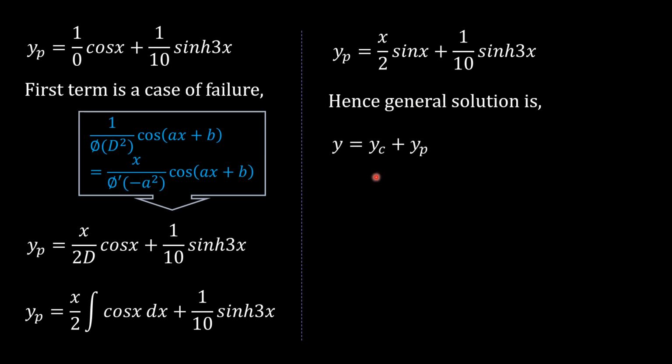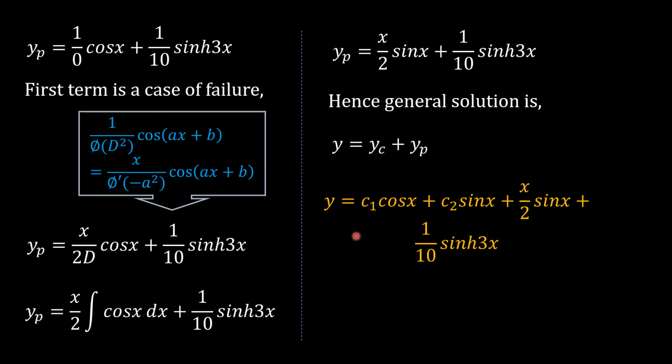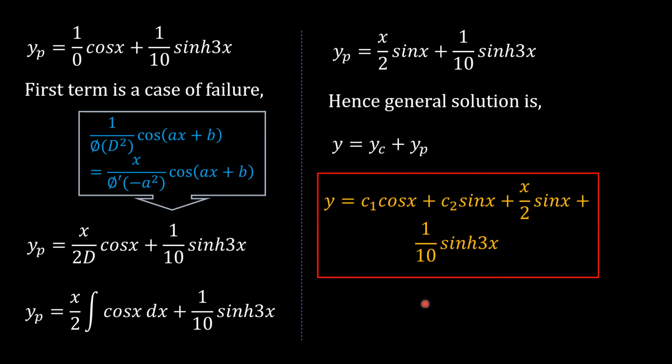Therefore, the general solution is y equal to yc plus yp. Replace these yc and yp by their corresponding expressions. Hence, the general solution is y equal to c1 cos x plus c2 sin x plus x upon 2 into sin x plus 1 upon 10 sinh of 3x, which is the required general solution. We will see one more example for more clarity.